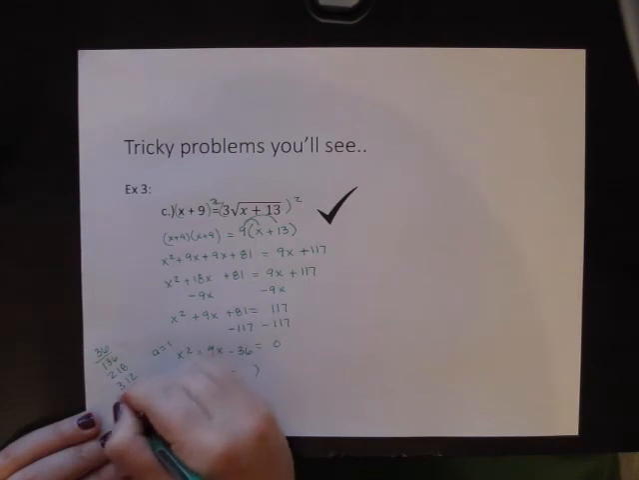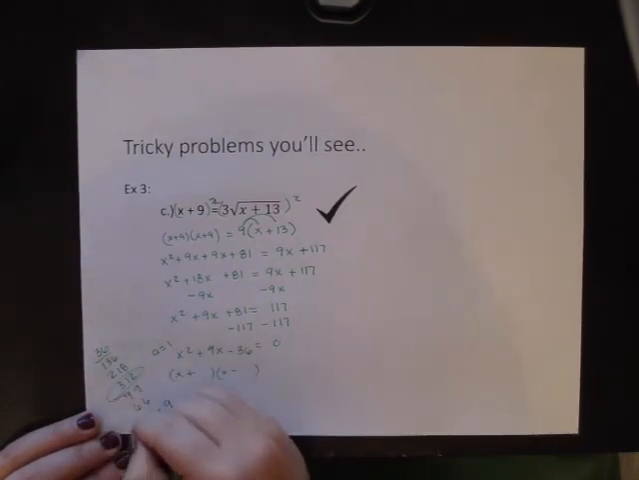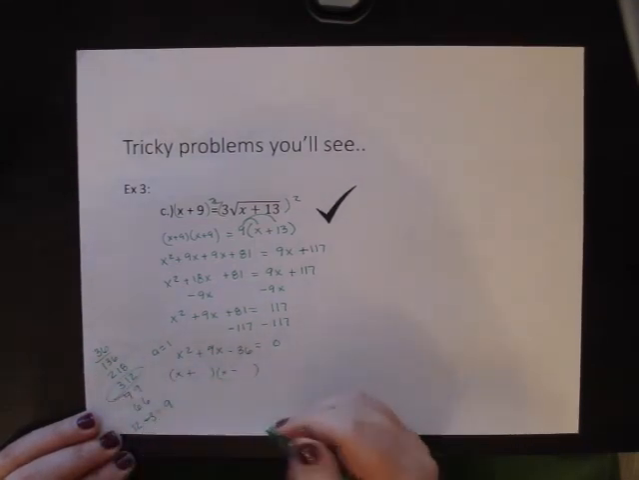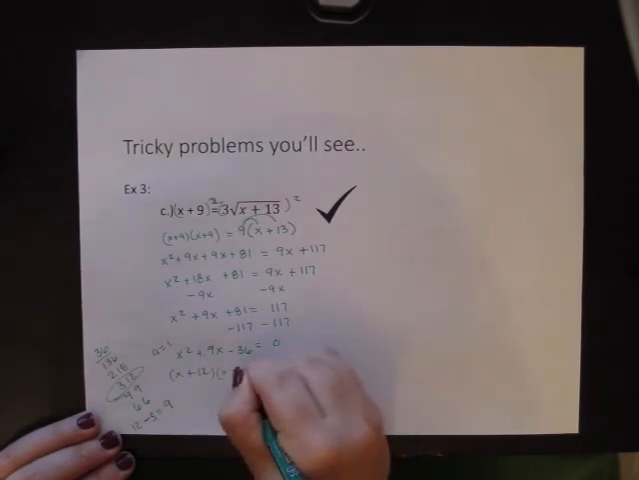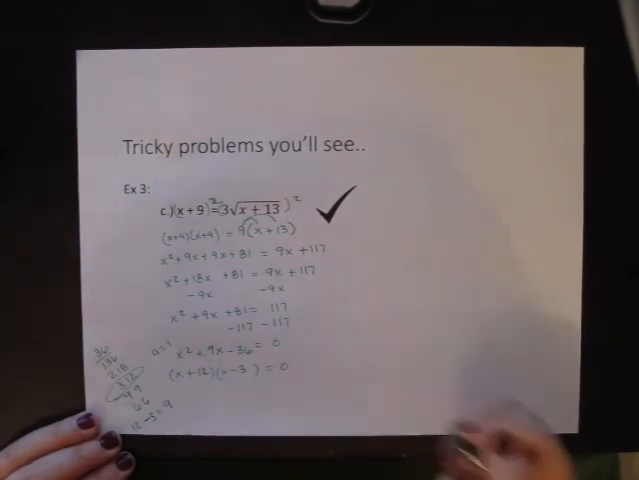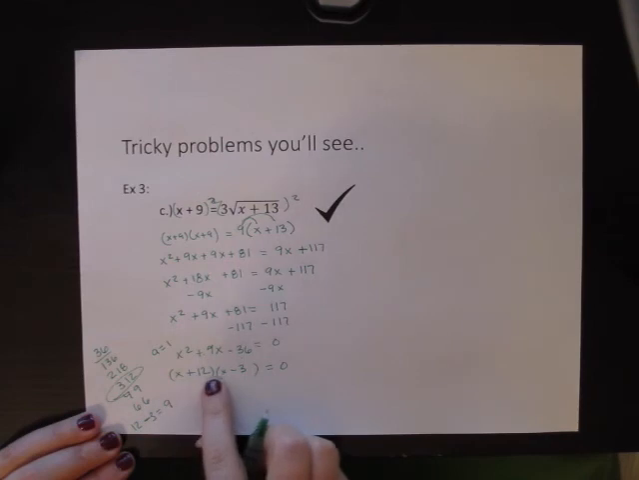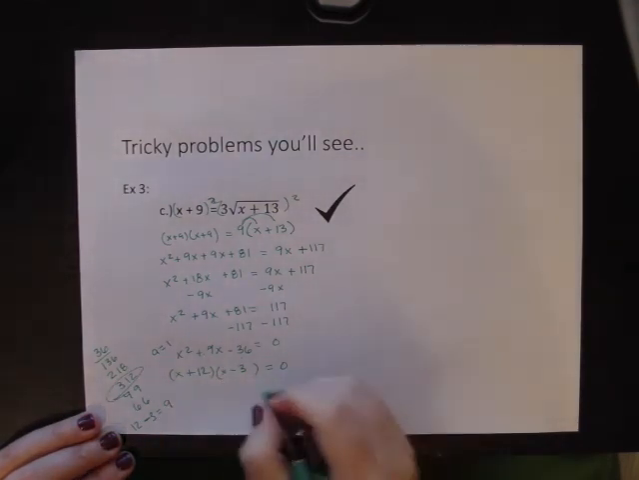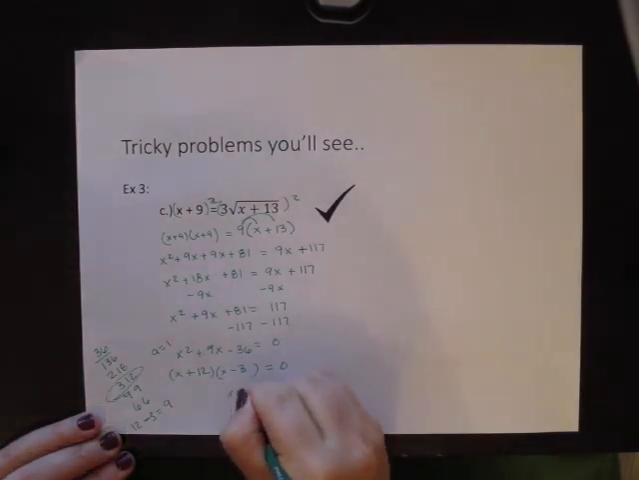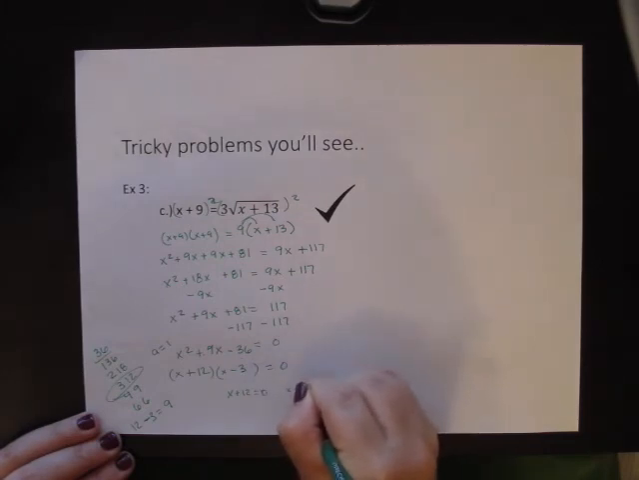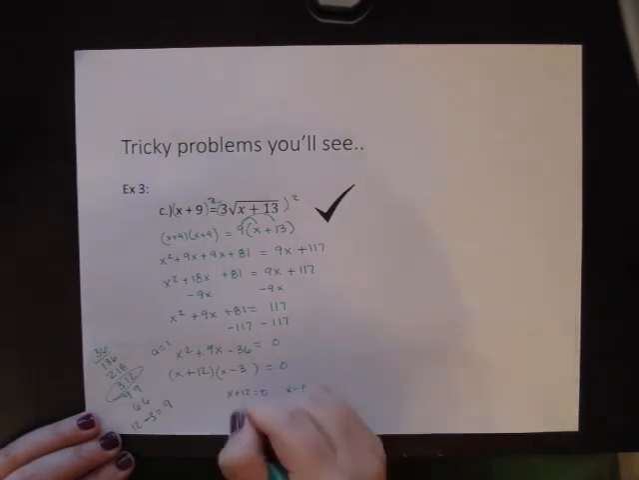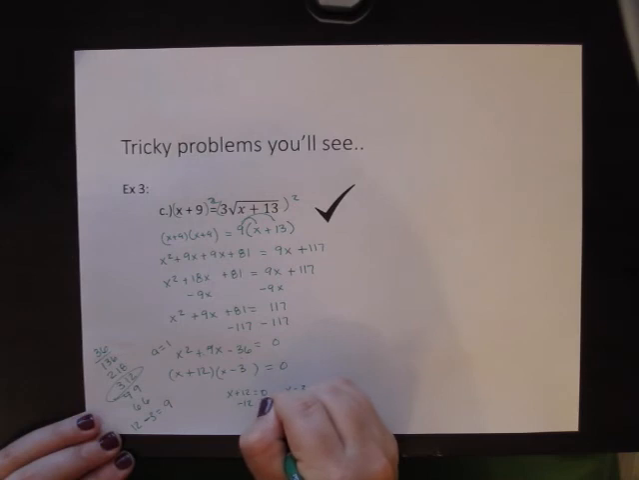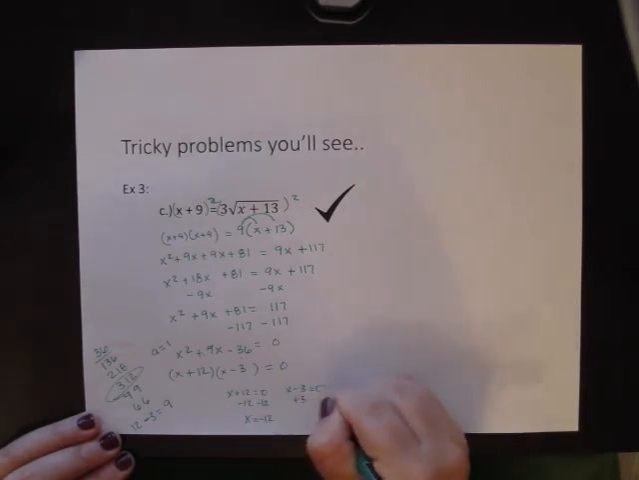So the only one that works with that is the 3 and the 12. And it needs to be 12 minus 3. So my 12 has to be positive, my 3 has to be negative. So I got x plus 12 times x minus 3. So I split them up, x plus 12 equals 0, x minus 3 equals 0. Then I solve, subtract 12 for the first part, so x equals negative 12. Add 3, x equals 3.